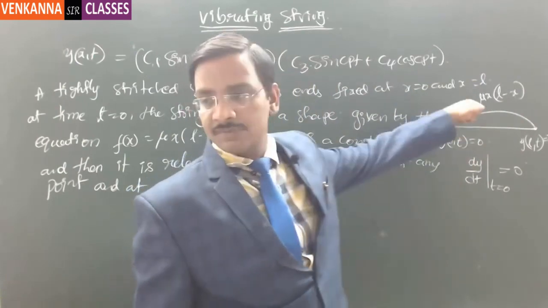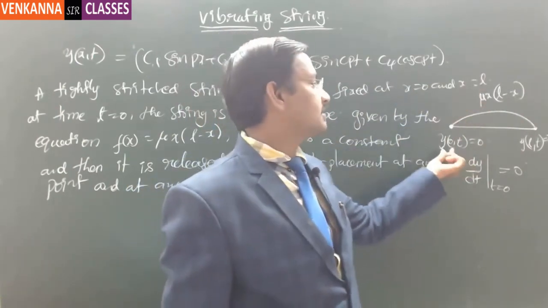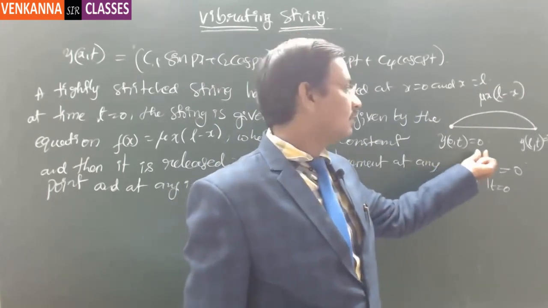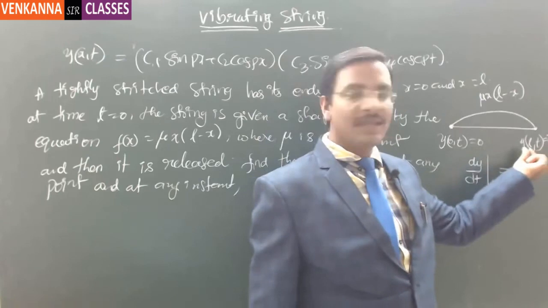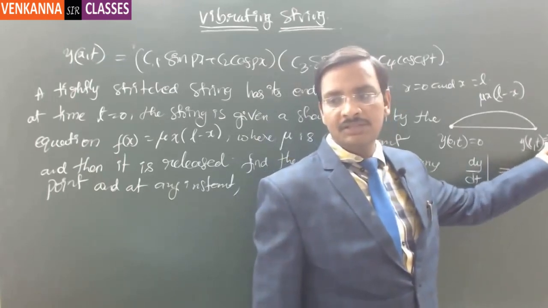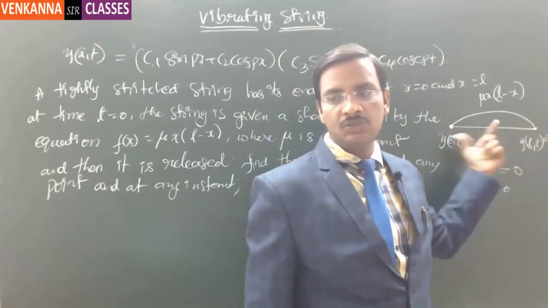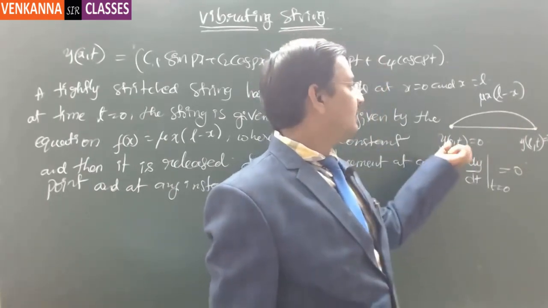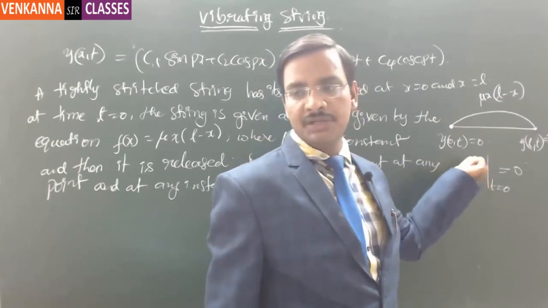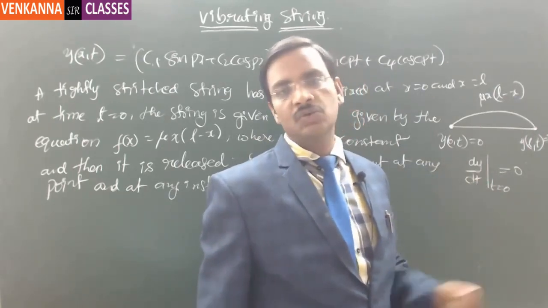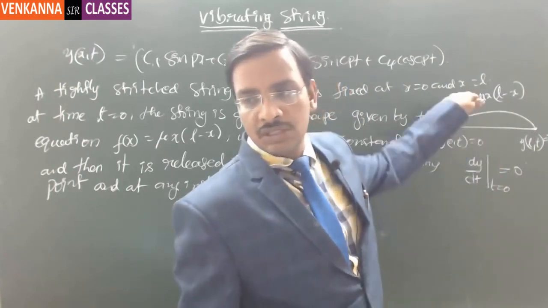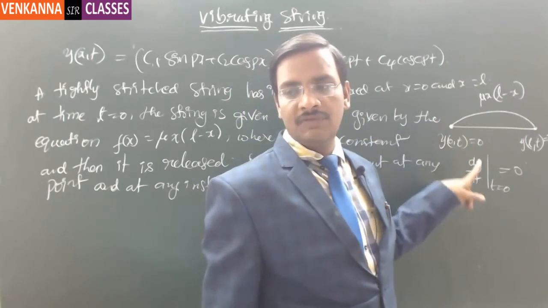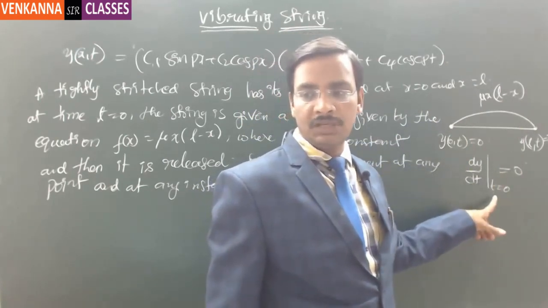Now, if this is the displacement it was given, the boundary conditions are y of 0 comma t, that is at location 0 at any time t, always comes out to be 0, and at location L at any time t this is also equal to 0, because these two are tied to the nail there. And the initial velocity of the string will always be 0, because there is no movement, hence there is no velocity. You are holding it like this, which means at any point on this line the velocity is 0 at time t equal to 0.